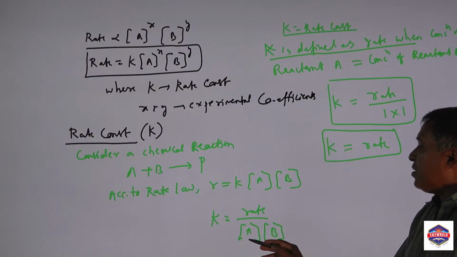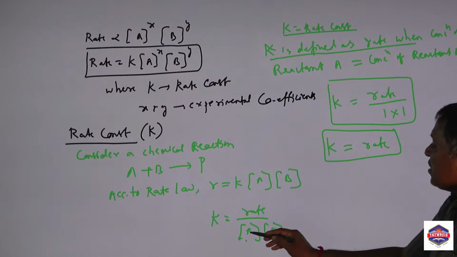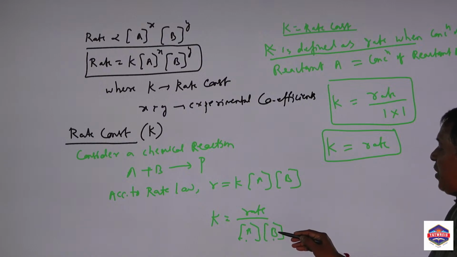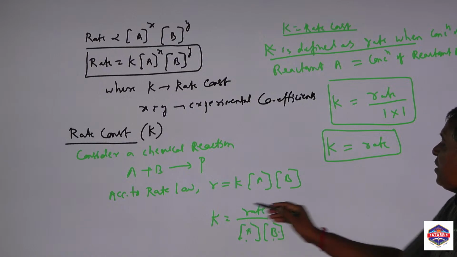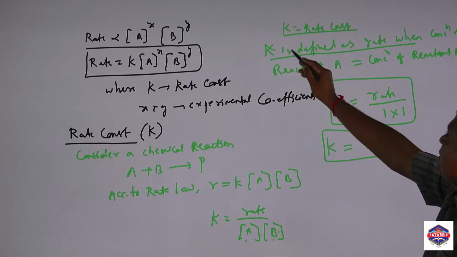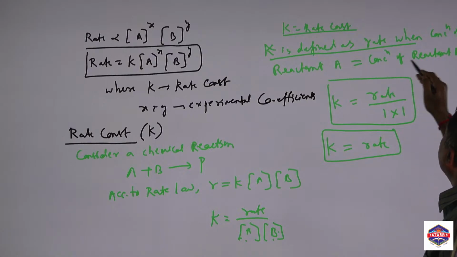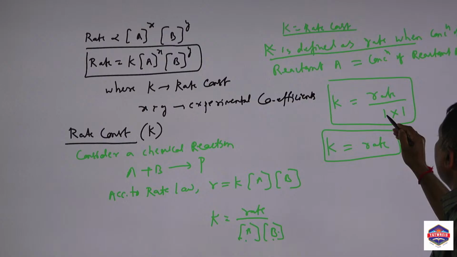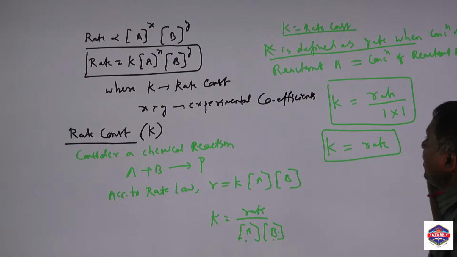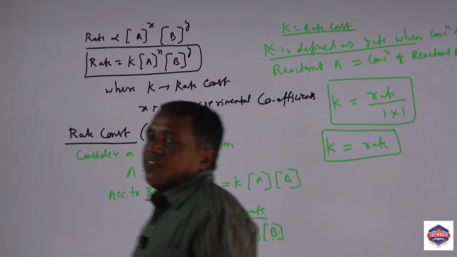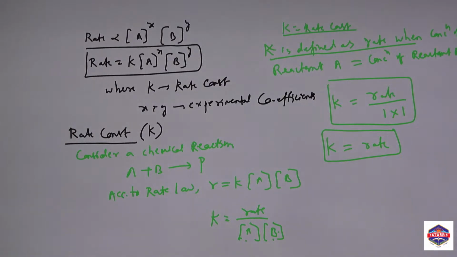Rate by concentration of reactant A and concentration of reactant B. If concentration of A is equal to concentration of B is equal to 1, then K is equal to rate. K is defined as the rate when concentration of reactant A and reactant B are both equal to 1, or unity. Then K is equal to rate by 1 into 1, or K is equal to rate. So this is the way of defining a rate constant.